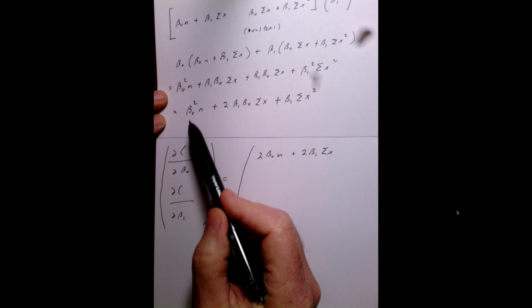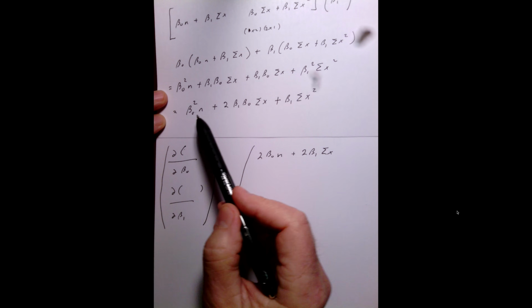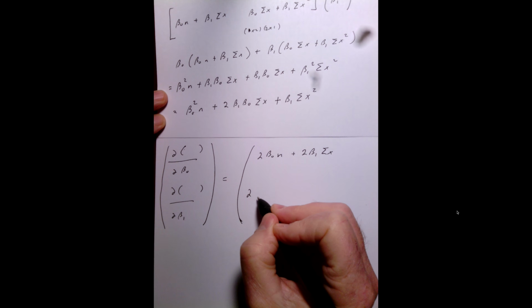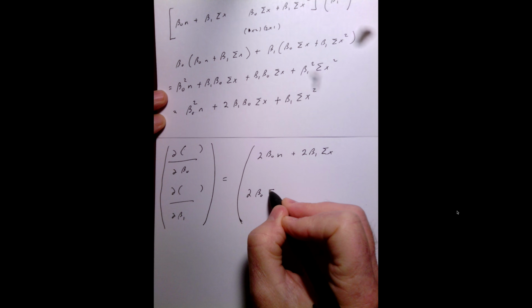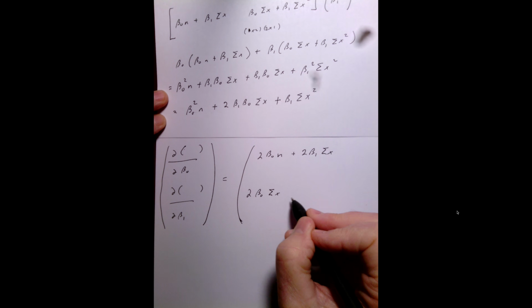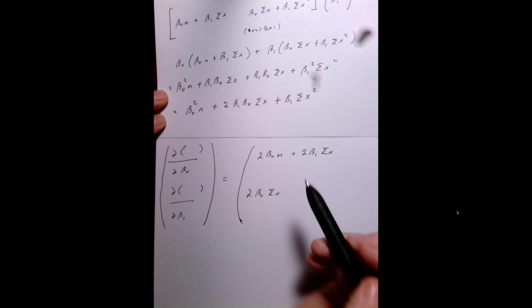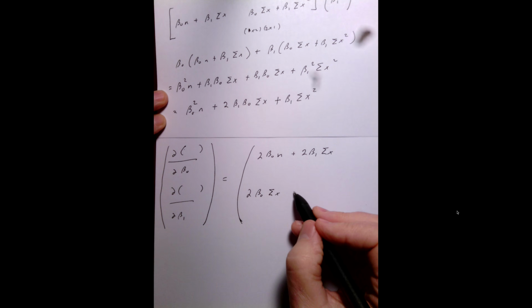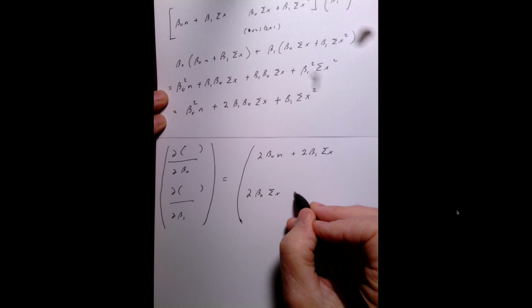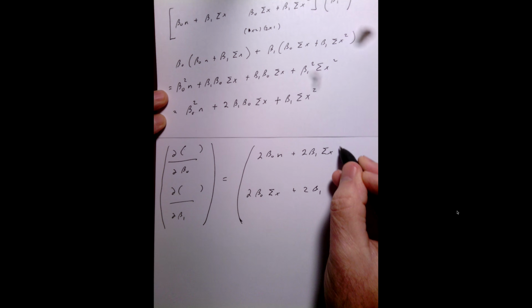Now, with respect to beta 1, this term doesn't have a beta 1, so the partial is 0. This will be 2 beta 0 sum of the x's and plus, no, wait a minute, that's not right. Beta 1s, yeah. Okay, yeah, it is right. And then this will be just, with respect to beta 1, 2 beta 1 sum of the x's squared.